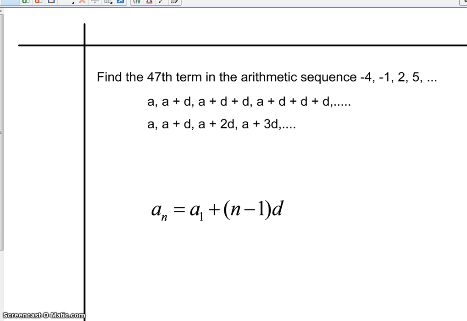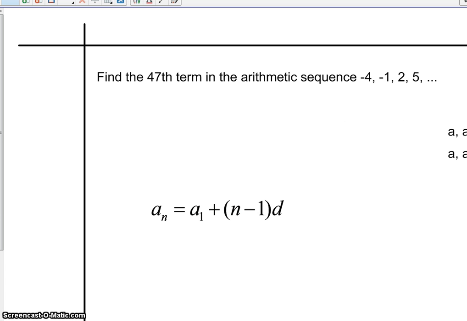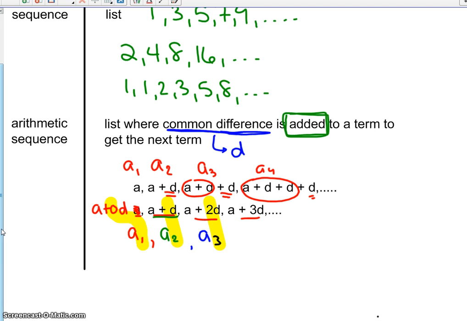Okay. But now what if I want the 47th term? When I look at this 47th term, I don't want to list 47 terms out. One, it's time consuming, and two, it's a lot more work than what we need. Now if you go back a couple pages, we talked about the relationship between my subscript and the number of d's, and that it was 1 less.